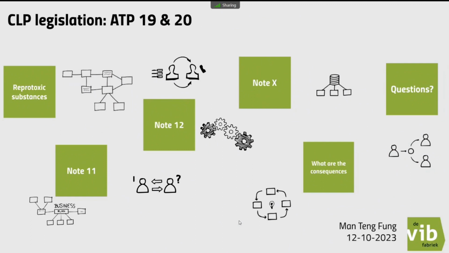However, with the changes that are described in ATP 19 and 20, there are certain substances that will have a different way of classifying these mixtures. There are 3 different notes: note 11, note 12, and note X. And we're going to start with note 11.